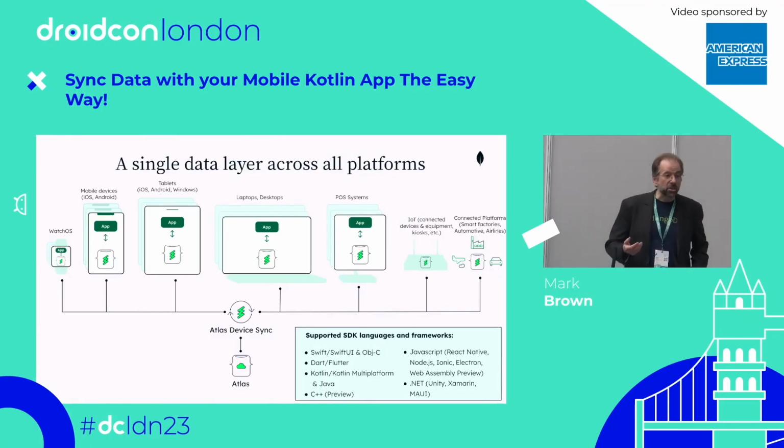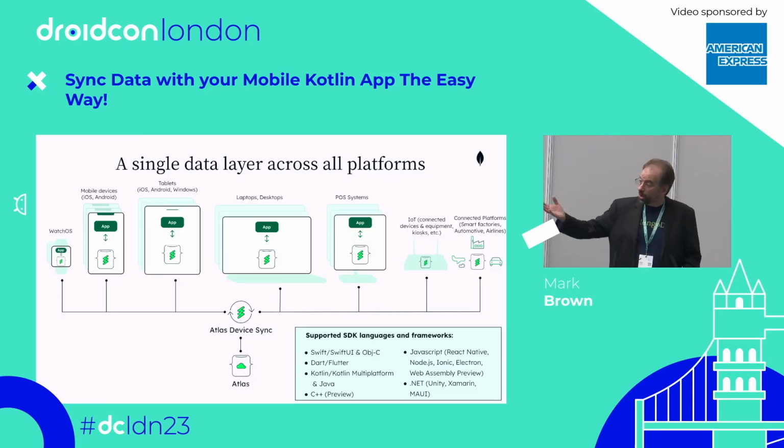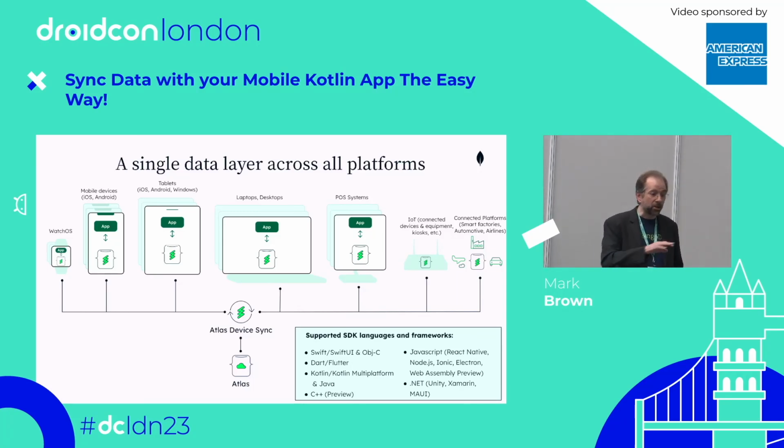And because Atlas Device Sync was built to work cross-platform, you've got one data layer that can be consistent and reused across all of your devices: your phones, your tablets, your watches, your IoT devices, your point-of-sale systems. It ensures that your data is consolidated in a single platform and all your teams have visibility into this valuable data collected off of all of these devices.